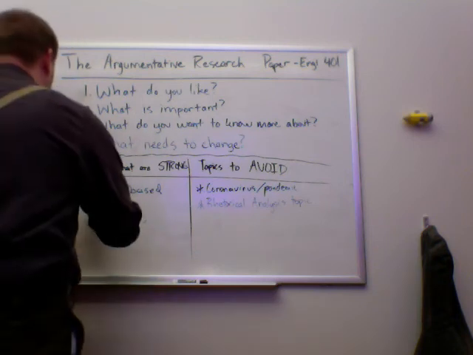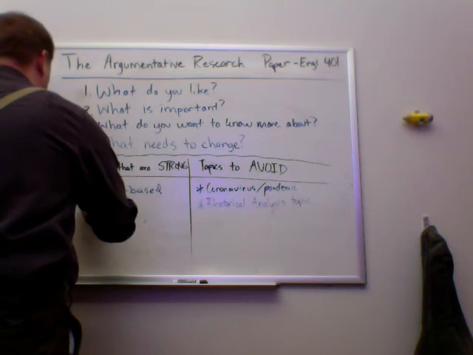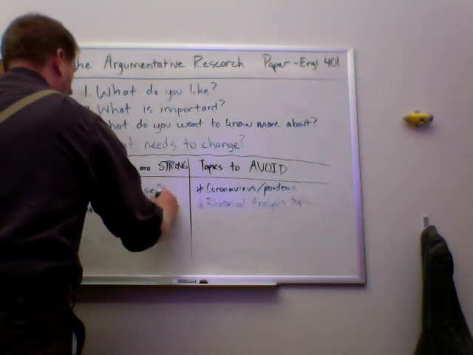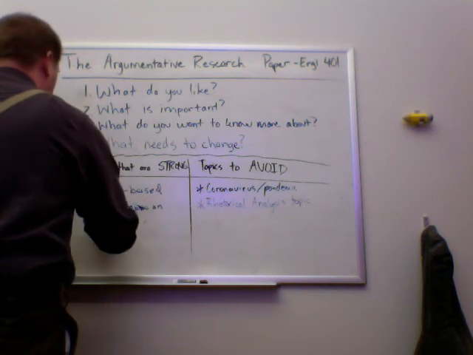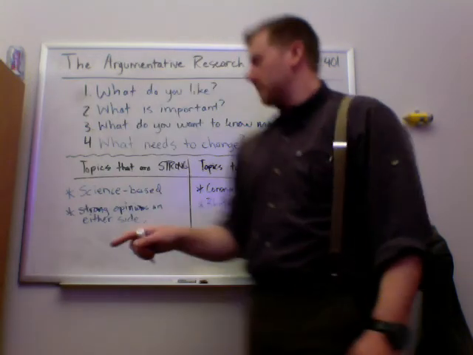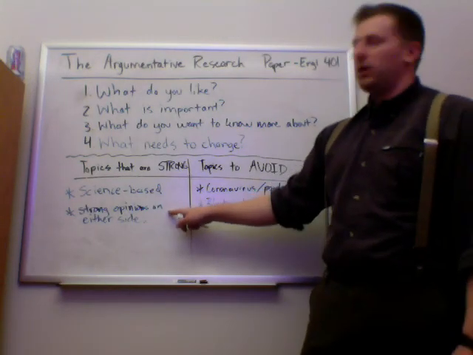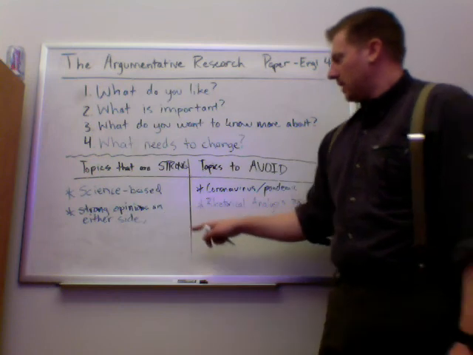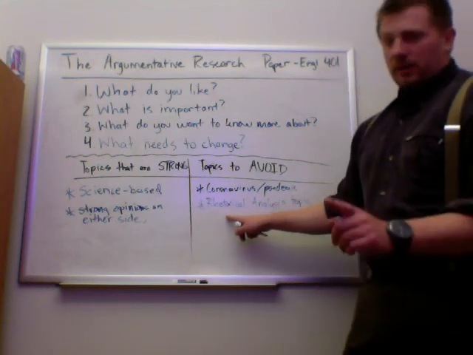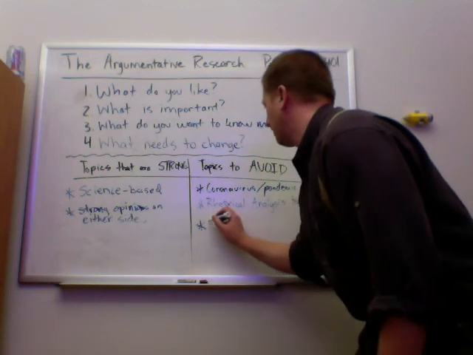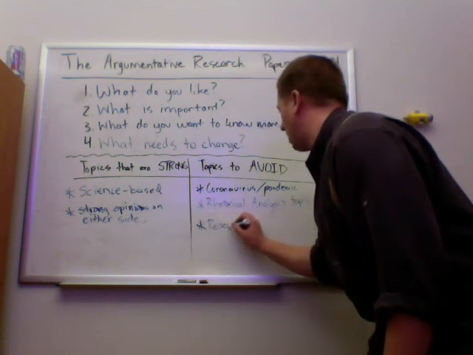Another topic that is strong is something that has people with strong opinions both ways, on either side of the argument. If there are strong opinions on both sides of whatever your argument is, that's going to be a strong topic. Something to avoid, and I want to mention this, is something that's just a research paper with no argument.